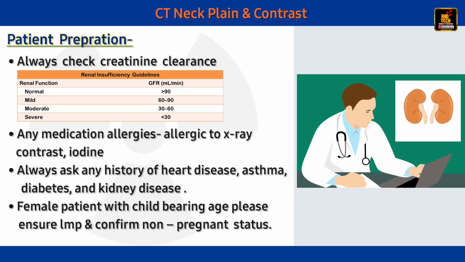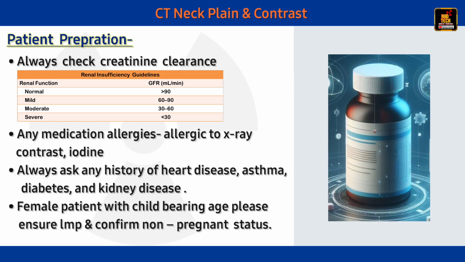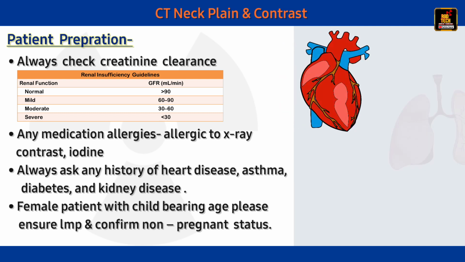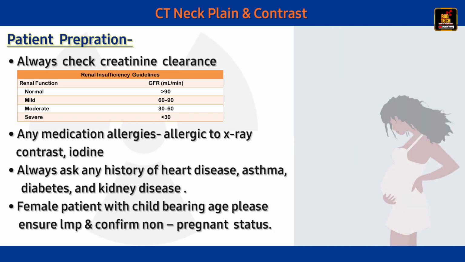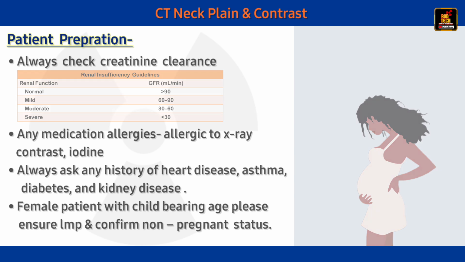Always check creatinine clearance. Renal insufficiency guideline is as below. Renal function: normal, GFR above 90. Mild, 60 to 90. Moderate, 30 to 60. Severe, below 30. Ask about any medication allergies, allergy to X-ray contrast or iodine. Always ask about any history of heart disease, asthma, diabetes, and kidney disease. For female patients of childbearing age, ensure LMP and confirm non-pregnant status.